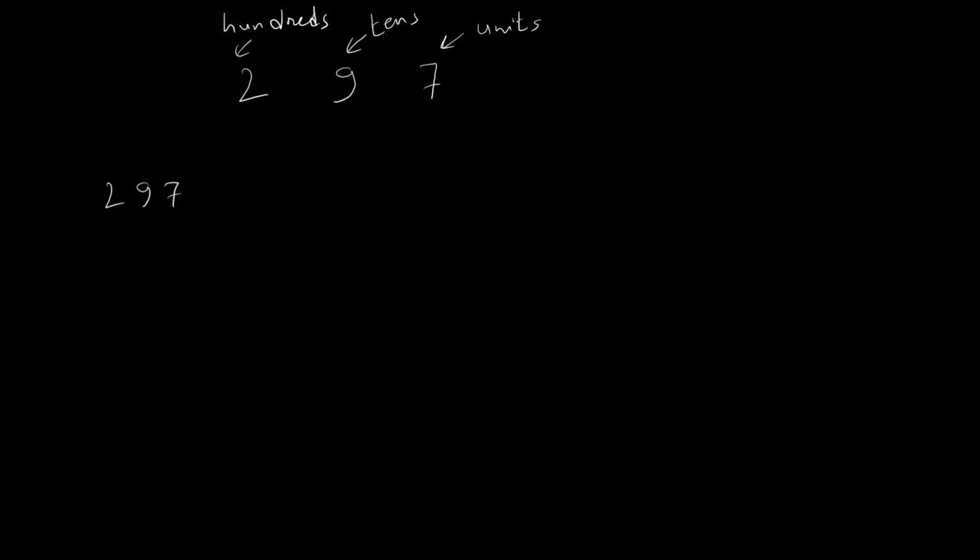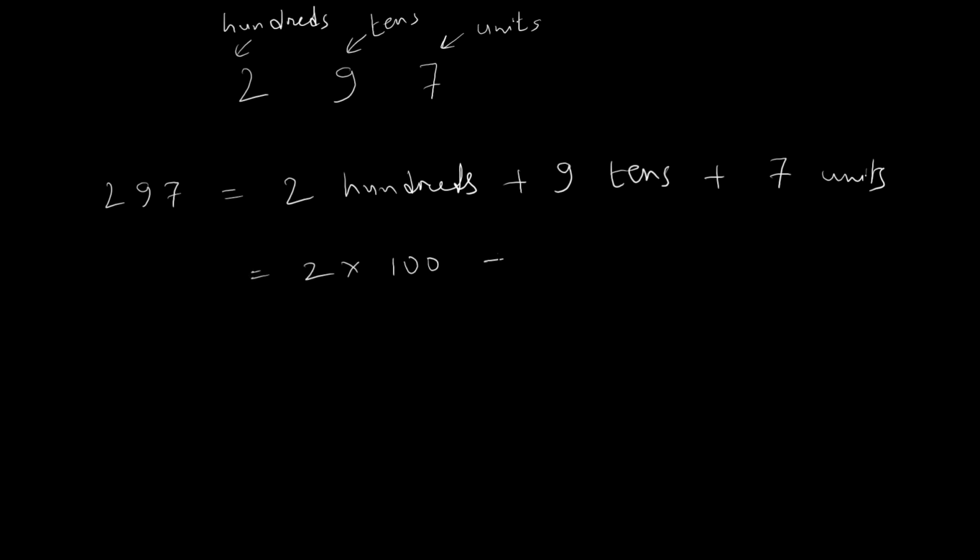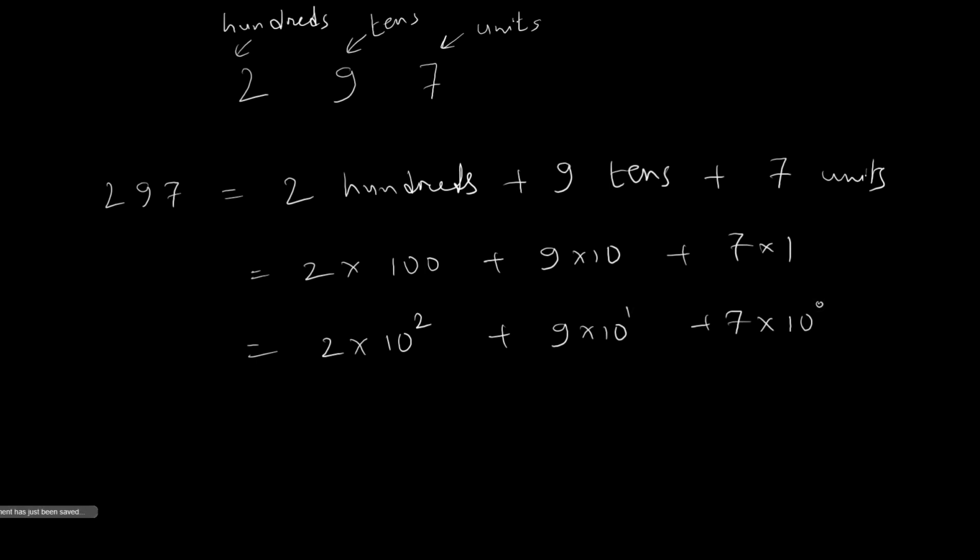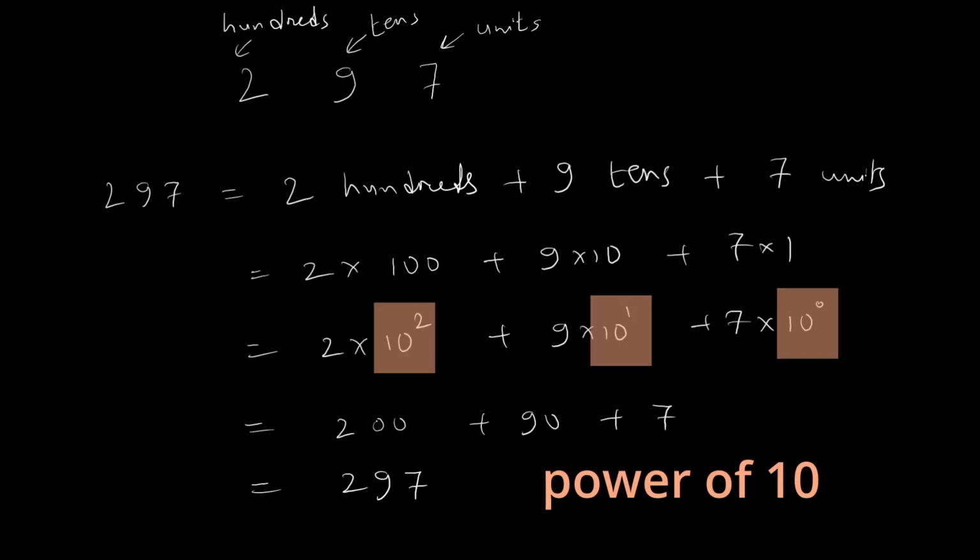We can in fact write 297 as 200, 9 tens and 7. That is 2 times 100 plus 9 times 10 plus 7, which is equal to 2 times 10 to the power 2 plus 9 times 10 to the power 1 plus 7 times 10 to the power 0. Adding all this together, we'll get 297 as the answer. In this case, the power of 10 is used as the decimal number system is of base 10.